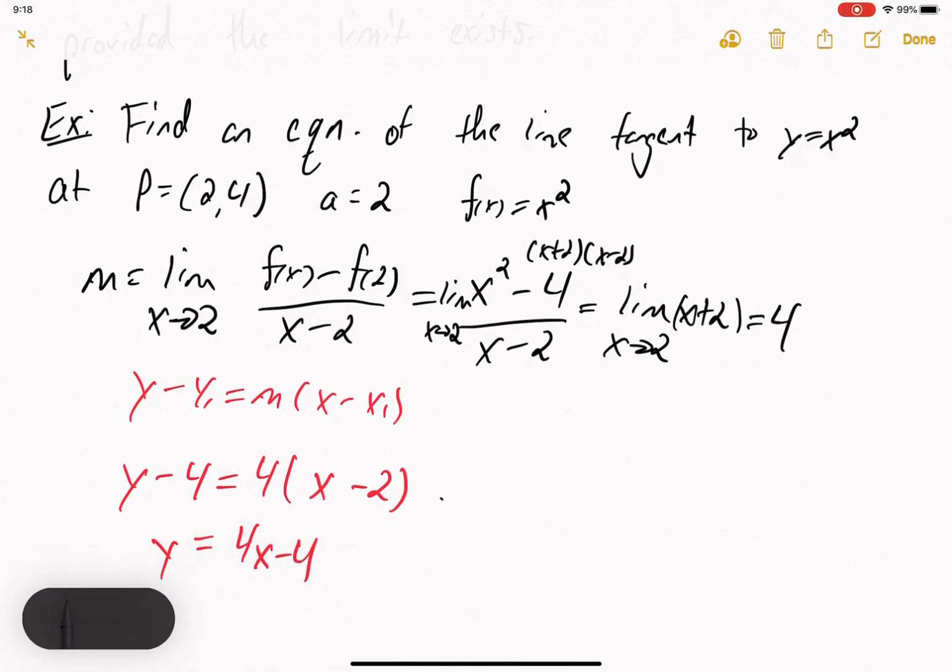So it's not too bad. The only real tricky part is just trying to find that slope. But as long as you understand what's going on right here, and then are able to do the limit, then you're fine. All right, so again, it's the tangent line.